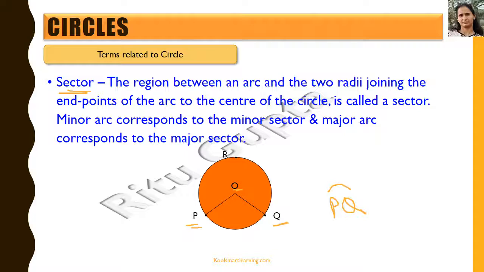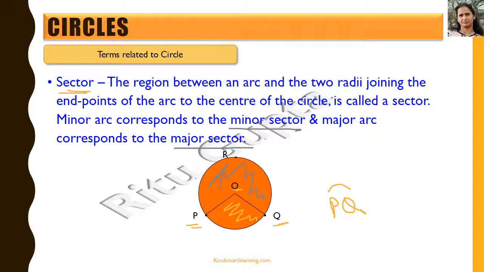Now the region which is bound between the arc PQ and the two radii, OP and OQ, is called the sector. So this is one sector and this is the other sector. We can again say that we get a minor sector and a major sector. The minor arc PQ will correspond to the minor sector POQ, and a major arc PQ, like arc PRQ, will correspond to the major sector.